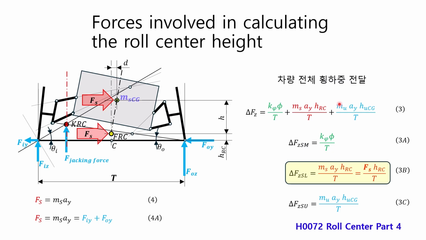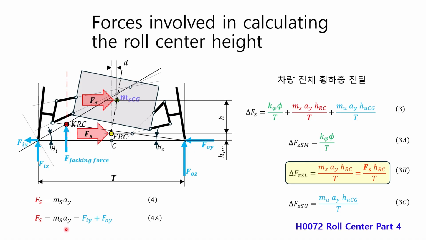First, the third term in equation 3, equation 3c, is the load transfer quantity caused by the unsprung mass mu, and is not related to the calculation of the force roll center height. When the lateral acceleration Ay acts on the sprung mass ms, the lateral force Fs caused by the sprung mass can be calculated using equation 4. The tire reaction force for the lateral force Fs can be calculated using equation 4A, which is the sum of the left wheel reaction force Fiy and the right wheel reaction force Foy.